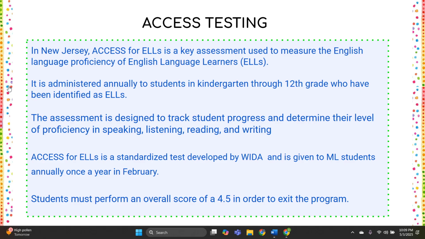Access for ELLs is a standardized test developed by WIDA, and it's given to ML students annually, once a year in February. Students must achieve an overall score of 4.5 in order to exit the program. Access is available in both paper and online formats for grades 1 through 12. States and districts select a testing format to meet their unique needs and requirements. And for kindergarten, Access and WIDA Alternate Access are both paper format tests.